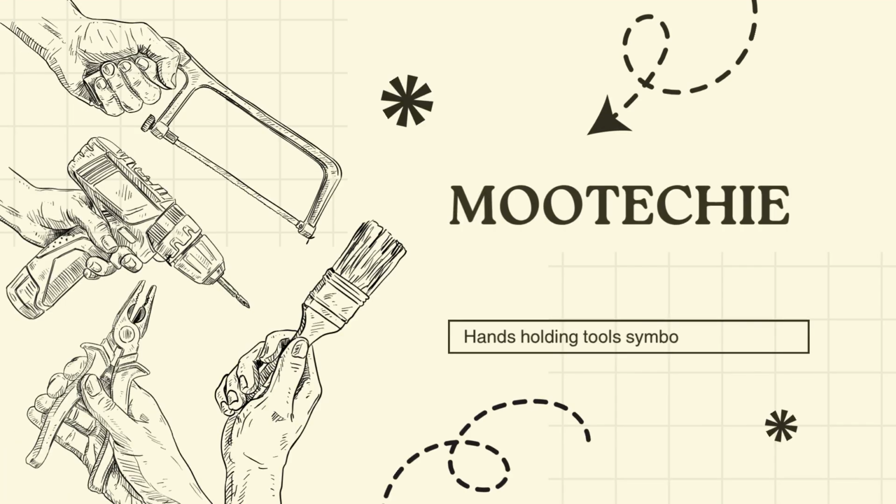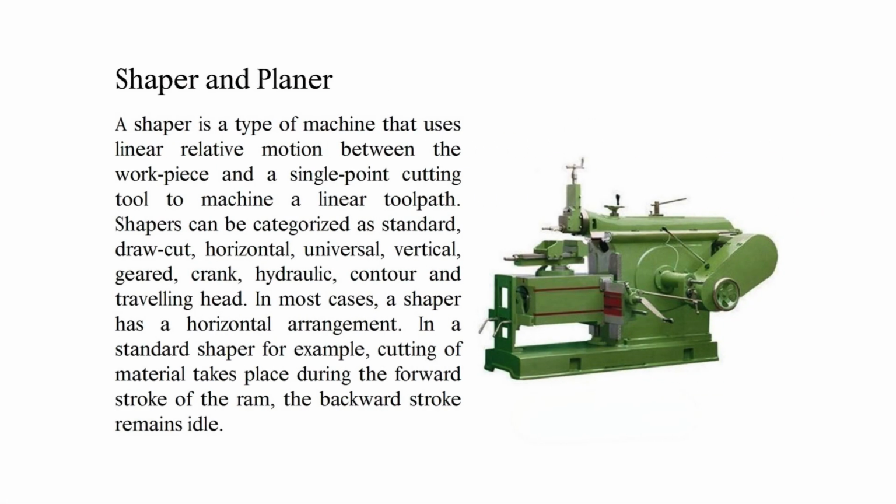Today, we're diving into the classic machines of manufacturing, the shaper and the planer. A shaper is a type of machine that uses linear relative motion between the workpiece and a single point cutting tool to machine a linear toolpath. It's a really versatile machine, and shapers can be categorized in many ways, as standard, draw cut, horizontal, universal, vertical, geared, crank, hydraulic, contour and traveling head.